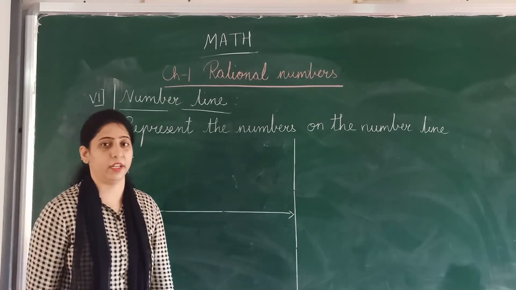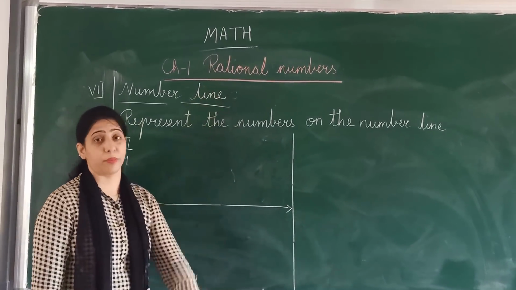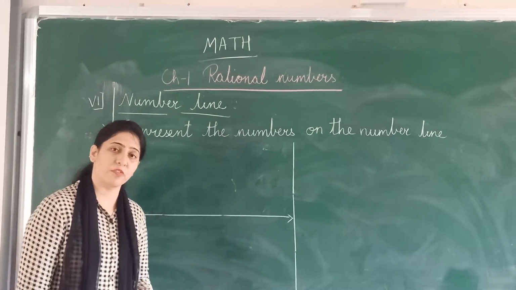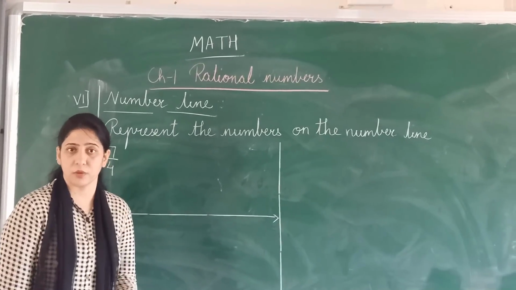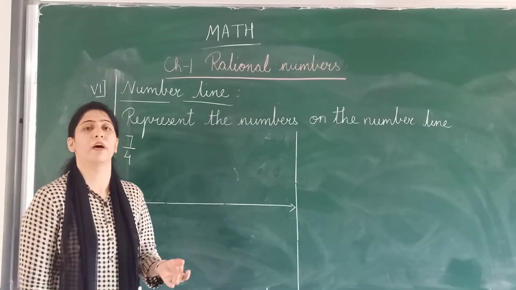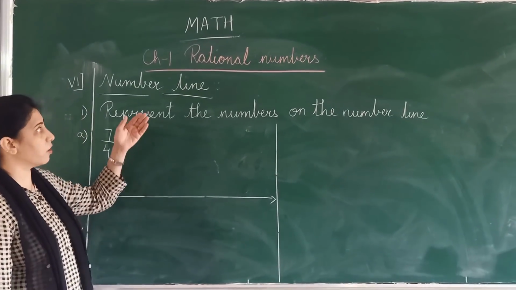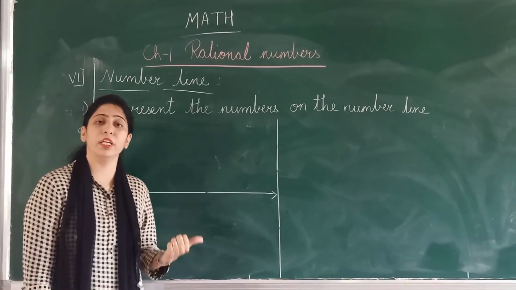Math session of grade 8. We have already started with the chapter rational numbers. Till now we have covered the basic concepts of rational numbers, that is definition of rational numbers, types of rational numbers, comparison of rational numbers, and operation of rational numbers. Even we have covered in the previous session properties of rational numbers.